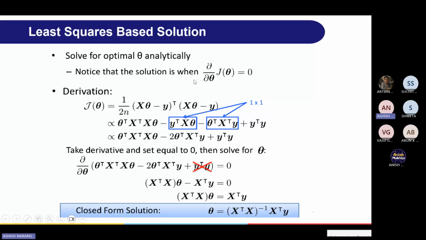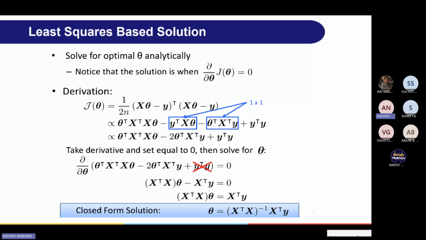Solve for optimal theta analytically, a least square based solution. Notice that the solution is when this particular value is 0. What is J theta? J theta is my cost function. That kind of minimum value is what we are interested in. You remember, if you have to find minima, you take the first derivative, equate it to 0, and then find the points. At this point, the function has a local minimum. Do you remember that?